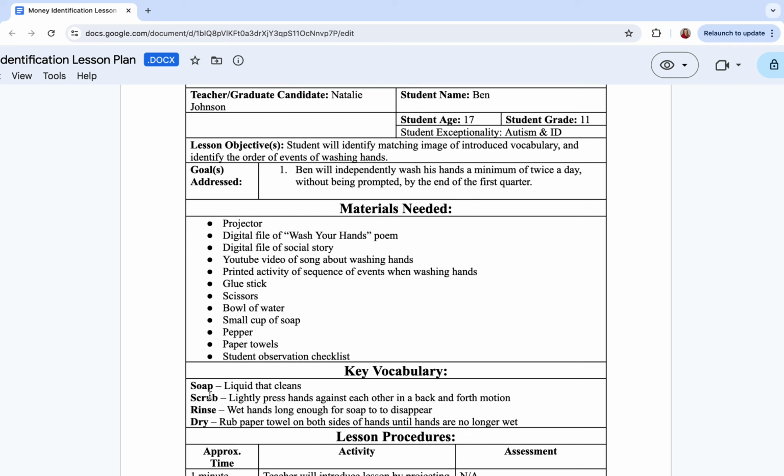Key vocabulary will be soap, which is a liquid that cleans; scrub, which means lightly press hands against each other in a back and forth motion; rinse, which is wet hands long enough for soap to disappear; and dry. Rub paper towel on both sides of hands until hands are no longer wet.